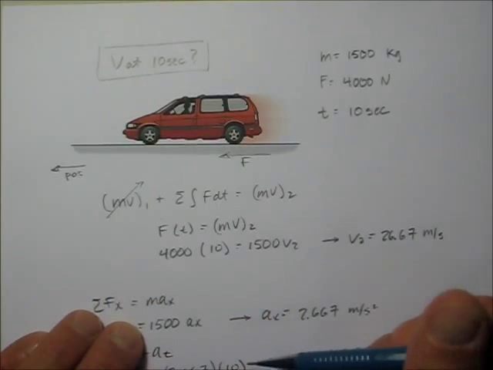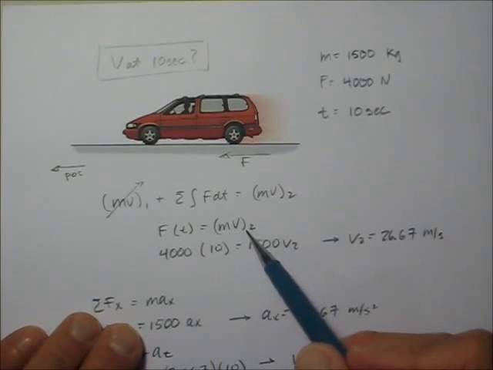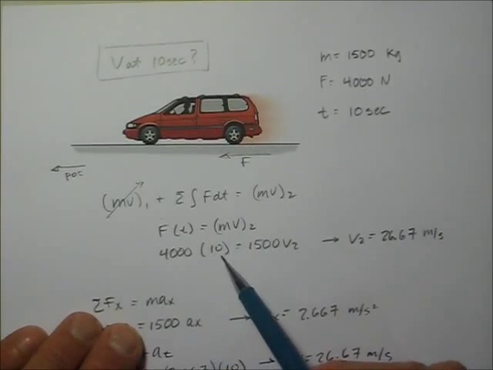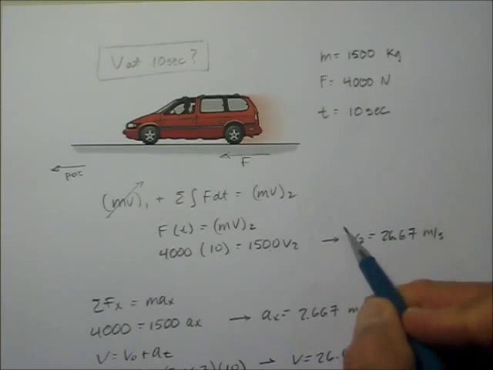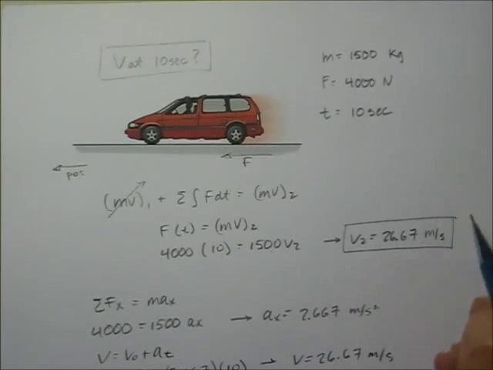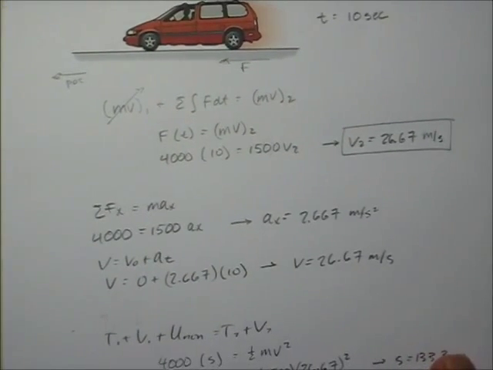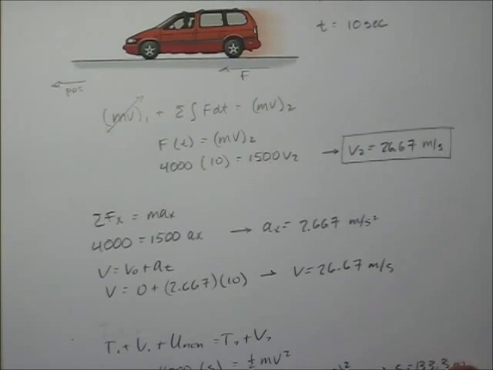The integral of F dt, if F is a constant, is just force times time. Many times the force will be constant, in which case we can just say force times time is equal to our new mv. So force was 4,000, it worked through 10 seconds, and our mass was 1,500, so I can find our velocity was 26.67 meters per second at the end of that. And how does that relate to F equals ma? Well, since everything was derived from F equals ma, we'd expect that we might get consistent results.